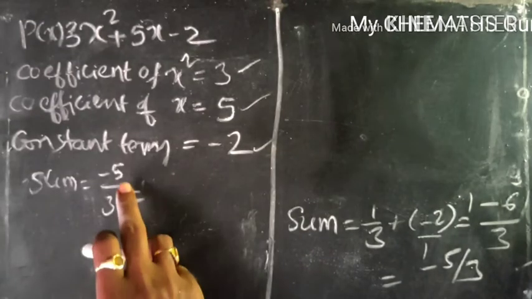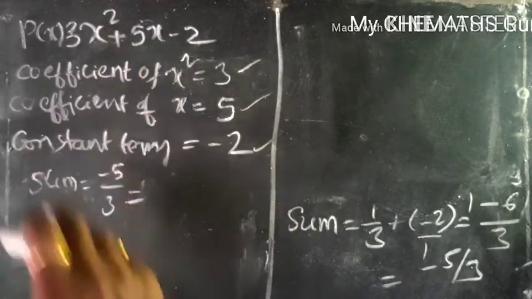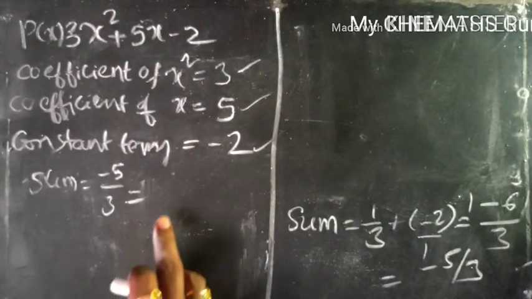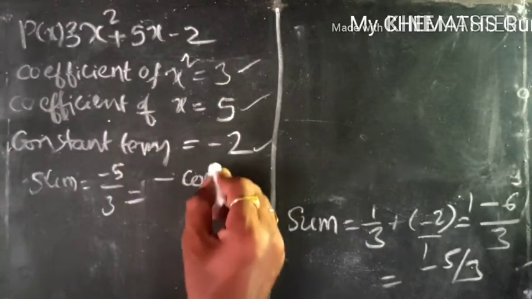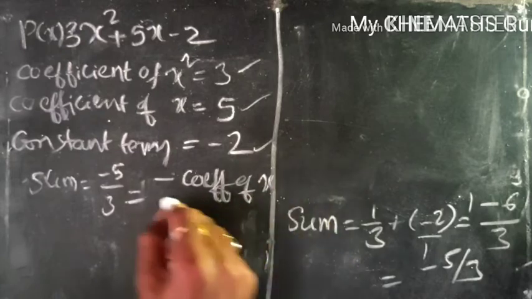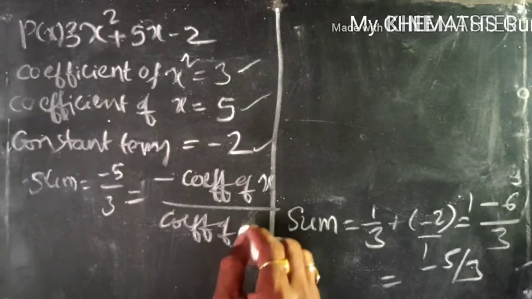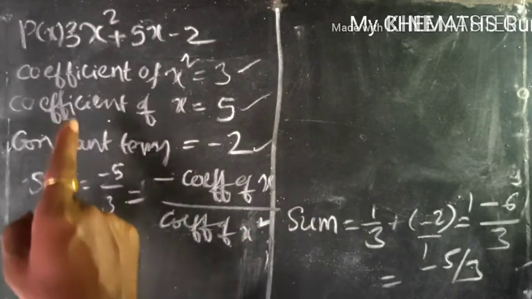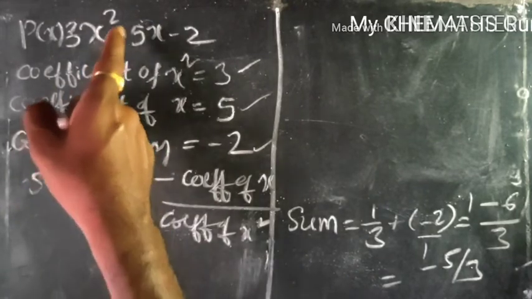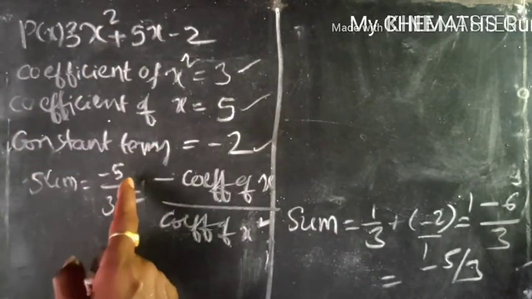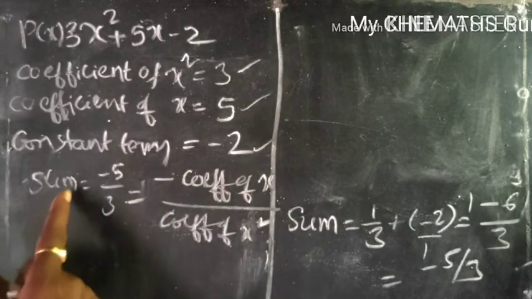Now observe, 5 comma 3, do these appear in the coefficients of the given polynomial? Yes. Minus 5 here is the coefficient of x, and 3 is the coefficient of x square. So like this we are establishing the relationship between zeros of the polynomial and coefficients of the polynomial. We got minus 5 by 3, that is equal to minus coefficient of x by coefficient of x square. That is the sum of the zeros.